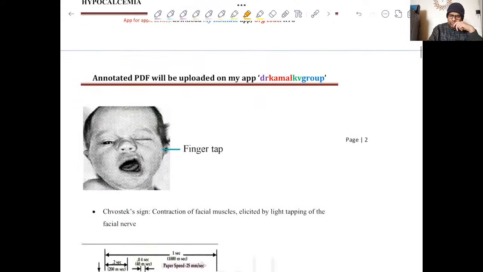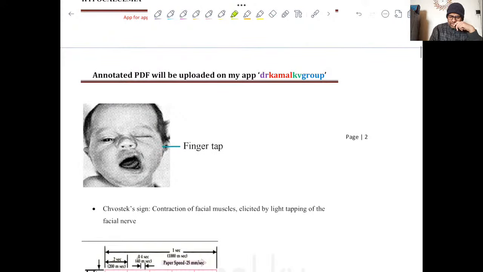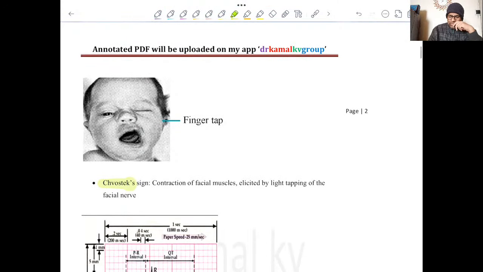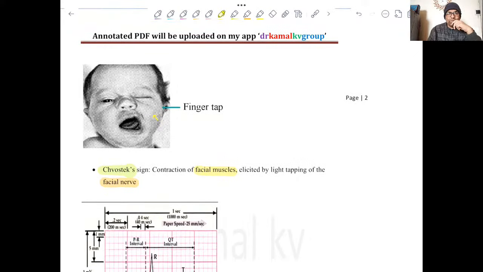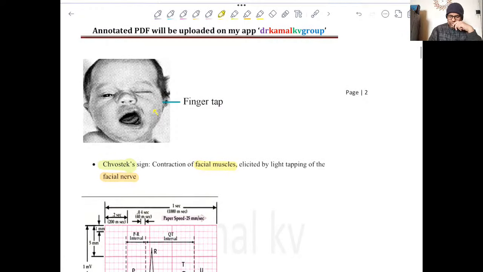Then moving forward to hypocalcemia, there is one important clinical sign, that is Chvostek's sign, where if you tap the facial nerve, there will be contraction of the facial muscles. So this is the classical Chvostek's sign, and this suggests there is neuromuscular irritability. So this is Chvostek's sign.